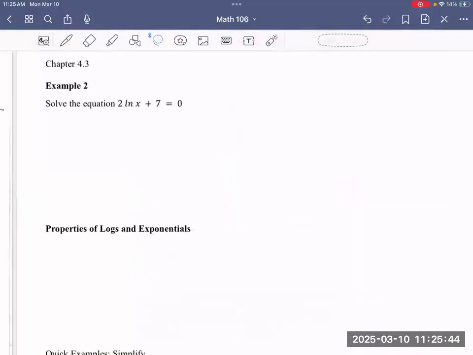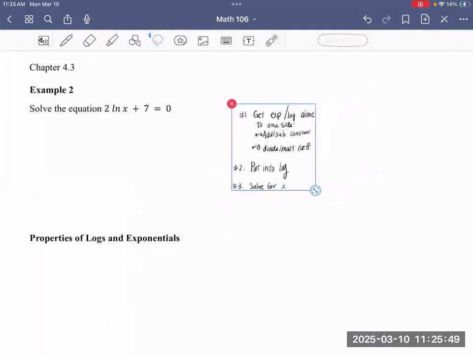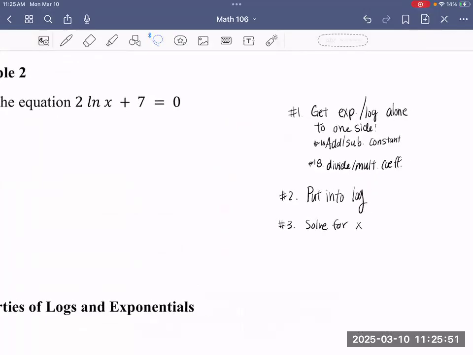All right, let's have you try example 2. So now we're working with a logarithm, right? We're working with ln. So first thing we need to do is move your constant to the other side. That is number 1, a. So add or subtract your constant. So for us, we need to subtract 7 to the other side. Get your log all alone. Now that it's all alone, we can go ahead and divide by your coefficient.